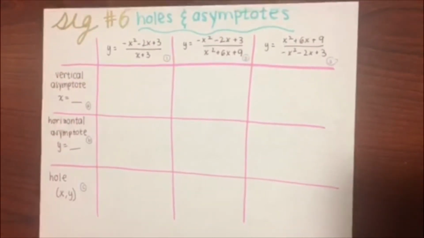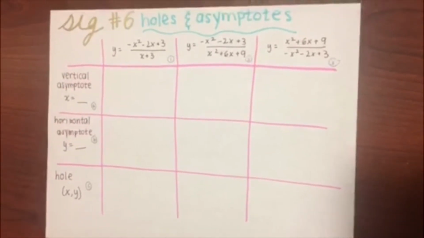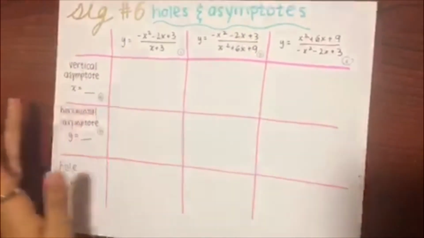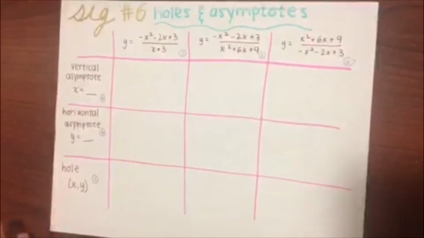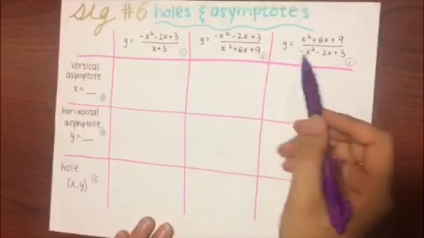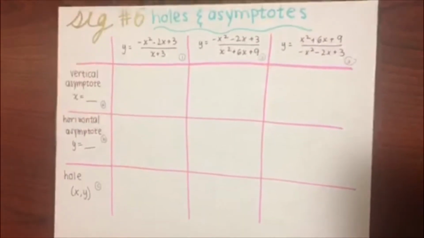Everyone! So today we are going to be doing Sig Test number 6, which is holes and asymptotes. When you get your Sig Test paper, it's going to look a little something like this, with the equations on top and the questions on the side. What I've done for right now is I have marked up each equation and the steps, so when I do the work on a separate sheet of paper, you know what I'm going to do.